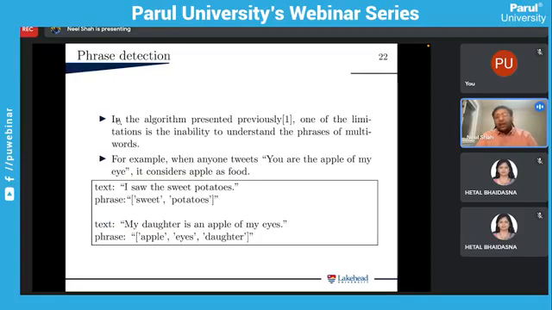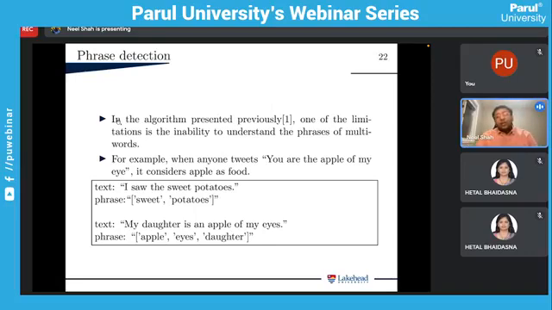The second thing I'll explain is phrase detection, right? One of the limitations of the previous algorithms is the inability to understand phrases of multiple words. Let's understand through one tweet example: you are the apple of my eye, right? When I say you are the apple of my eye, I'm trying to adore you, like saying you are the most favorite person of my life.